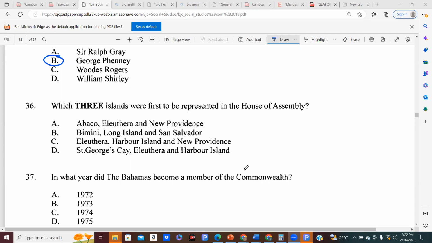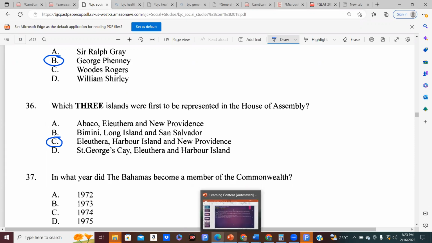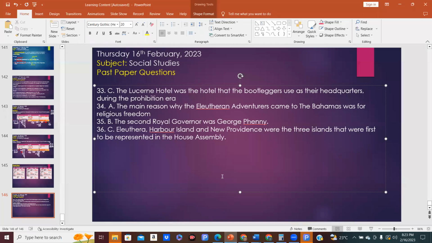Okay. The correct answer is actually C. These were the first three islands to be represented in the House of Assembly: Eleuthera, Harbour Island, and New Providence. And so let's write that down. Number 36 is C. Please write down these notes because I'm going to ask you to send them to me via WhatsApp after class.